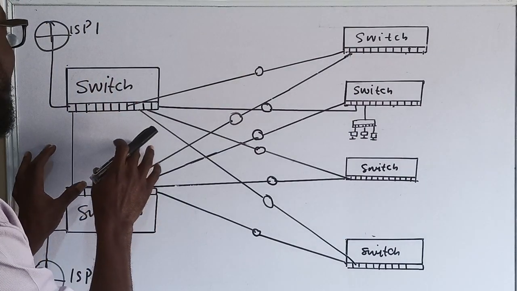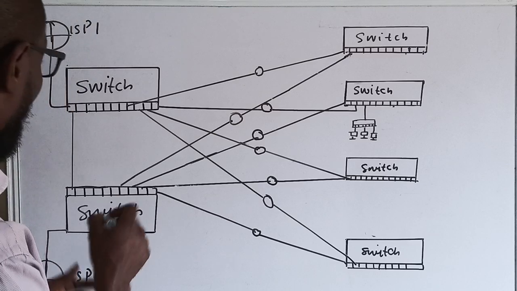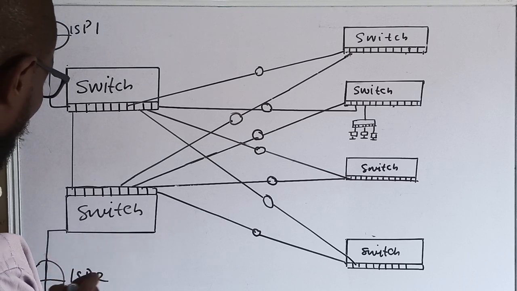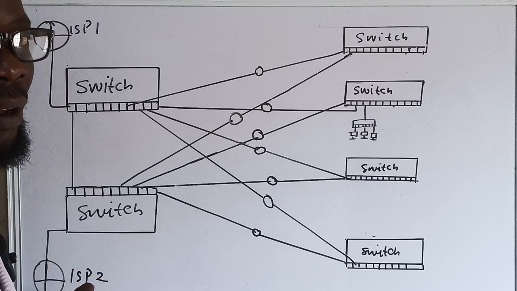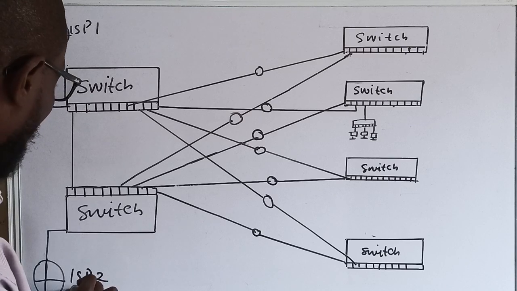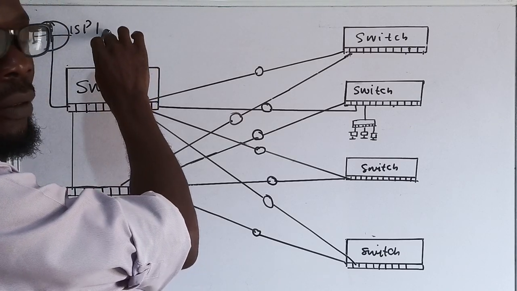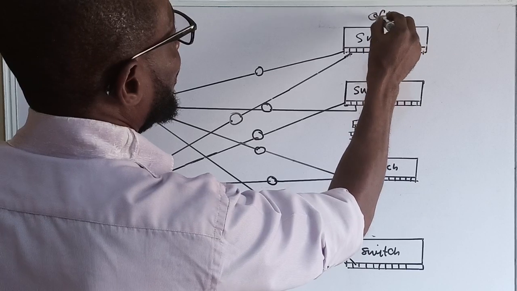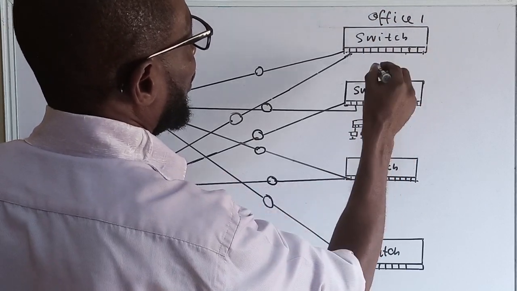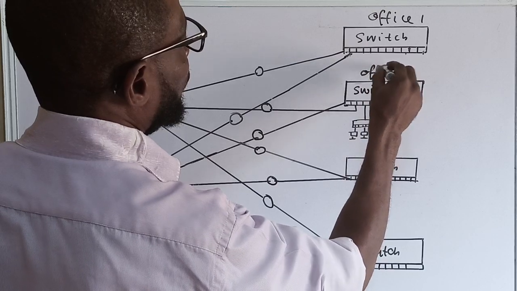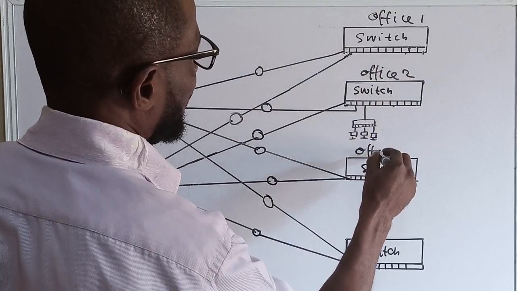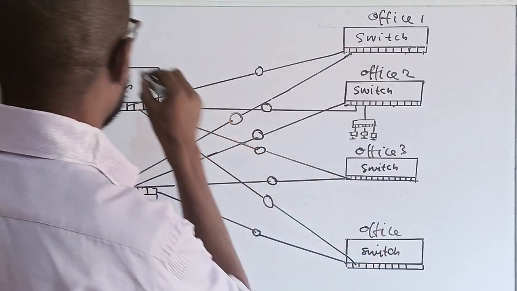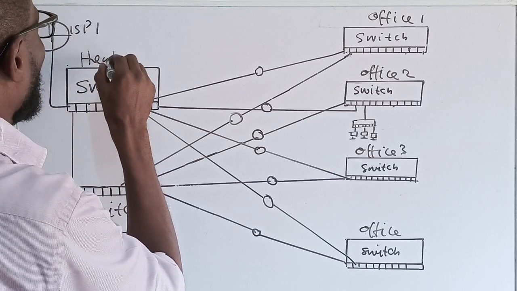So these are a kind of core switches, and you can see we have primary and secondary switches here, and each one of these switches has a service provider linked to it. This is ISP2, this is ISP1. So you run a fiber from here to this office. This is office one, office two, office three, and office four. And this is the head office.